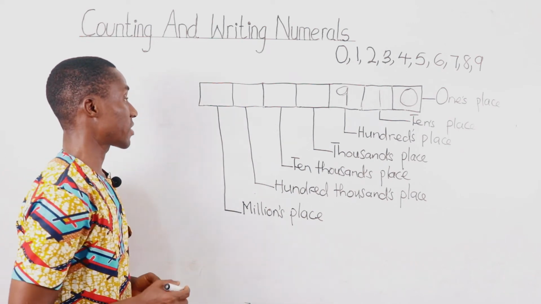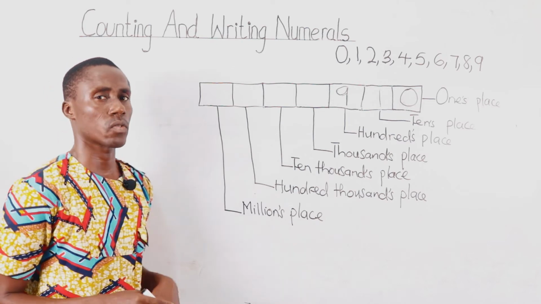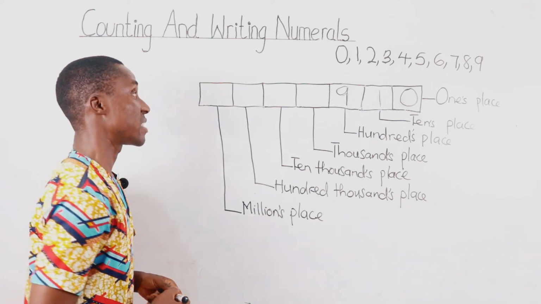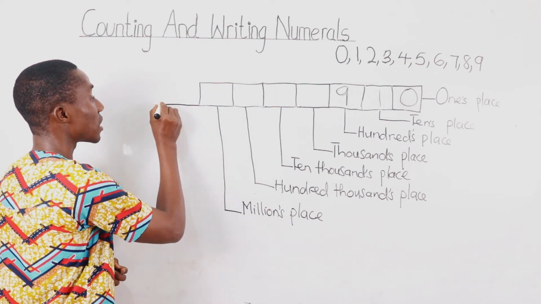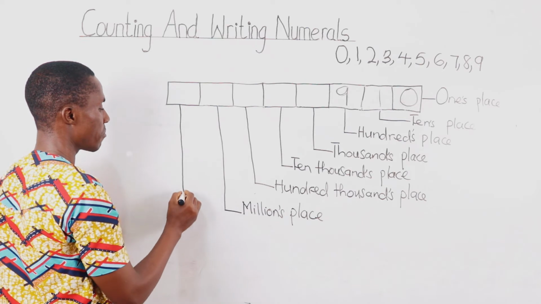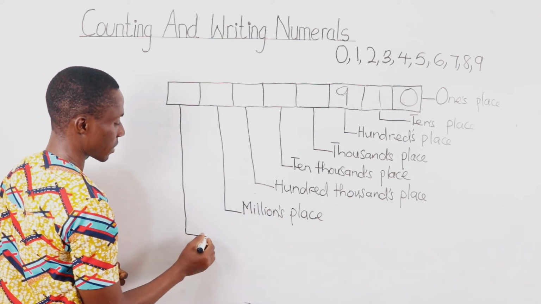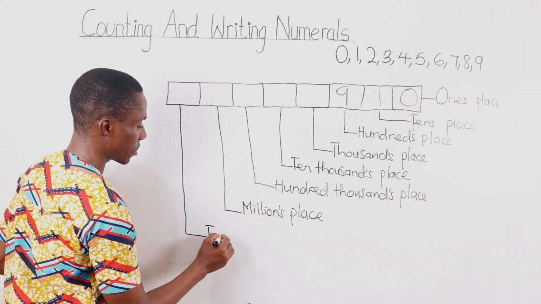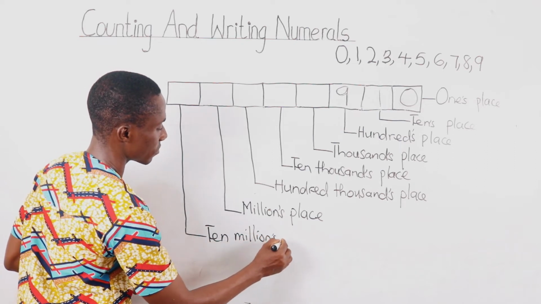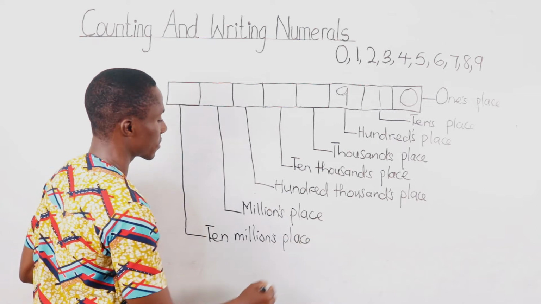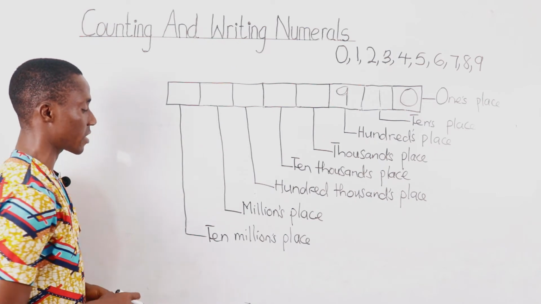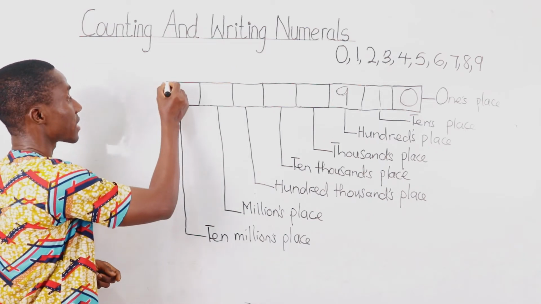The next number place again will be used to count 10 times a million, and a million 10 times will be 10 million, and therefore the next number place will be called the 10 millions place, or the 10 millions number place. So we have the 10 millions place.